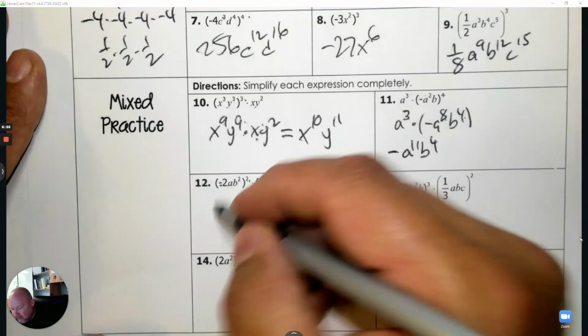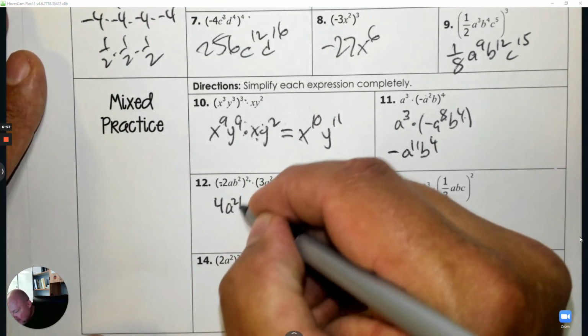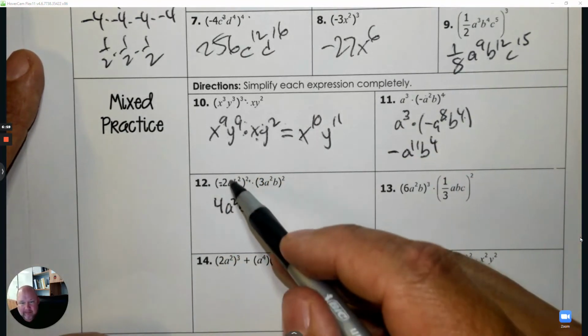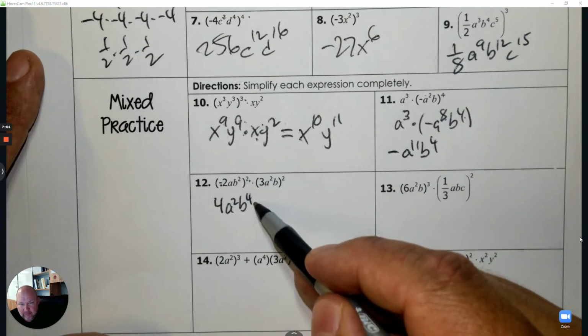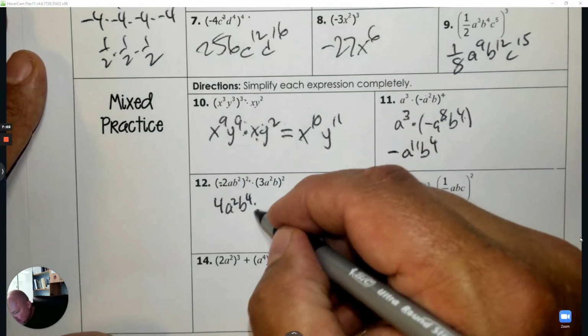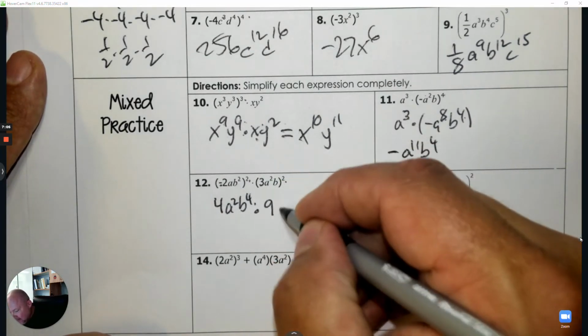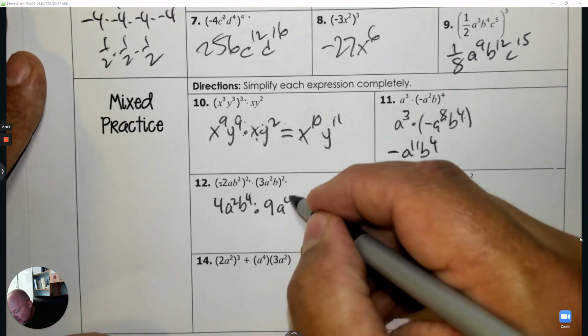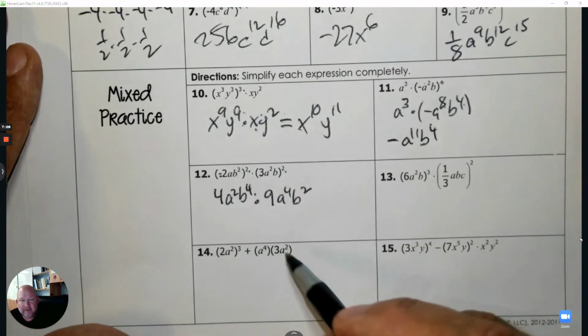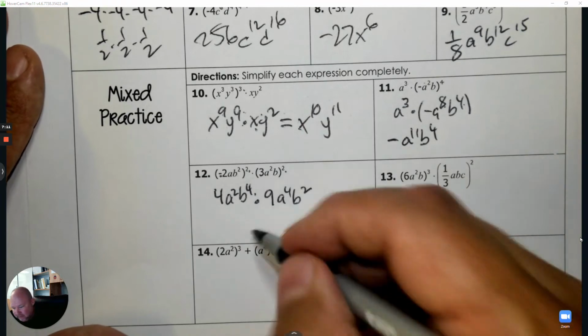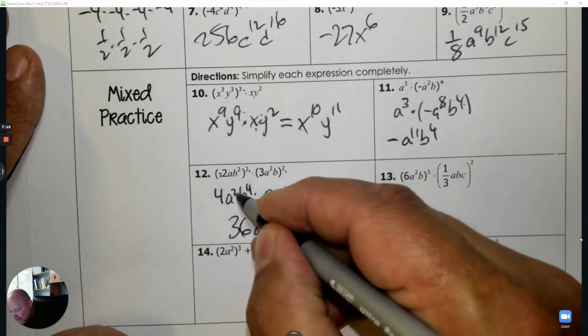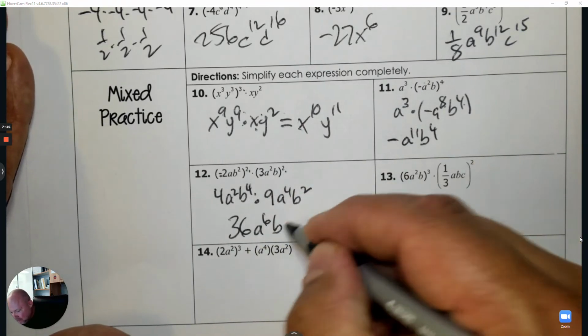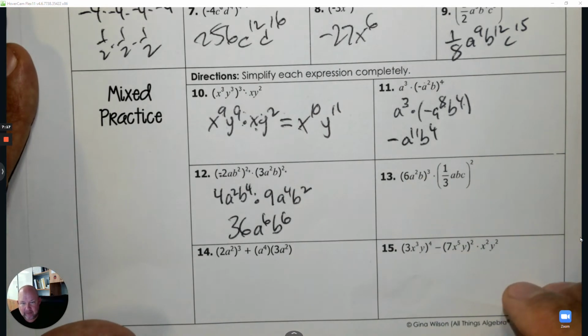-2 squared is +4, and then the exponents. So 1 times 2 and 2 times 2. 3 squared is 9, and then multiply the exponents across. These don't have to match. You can multiply. That's 36, and we're adding the exponents and having our answer.